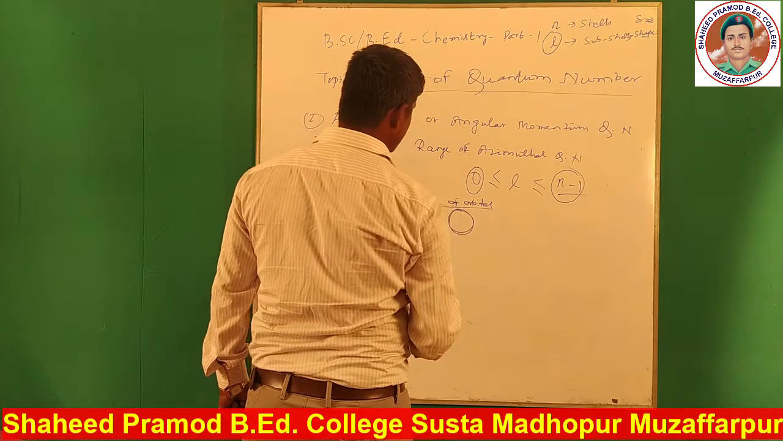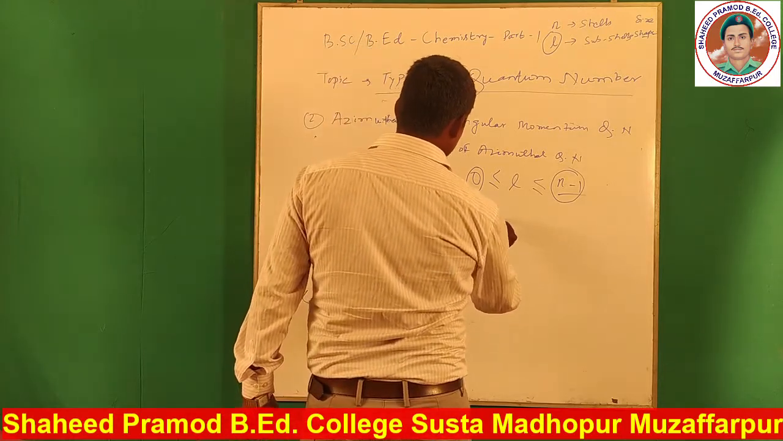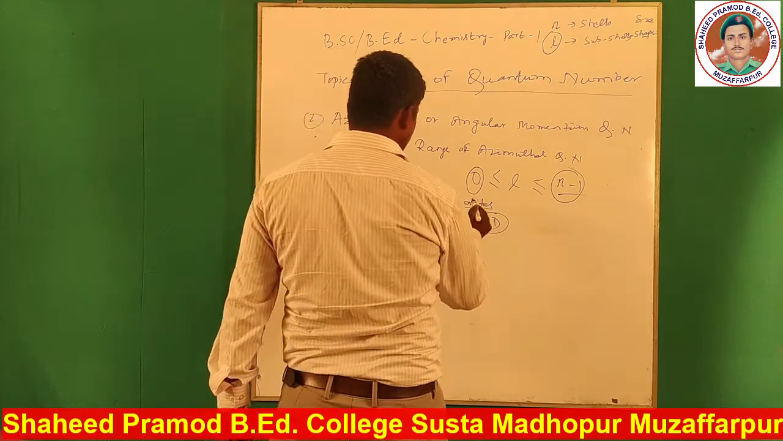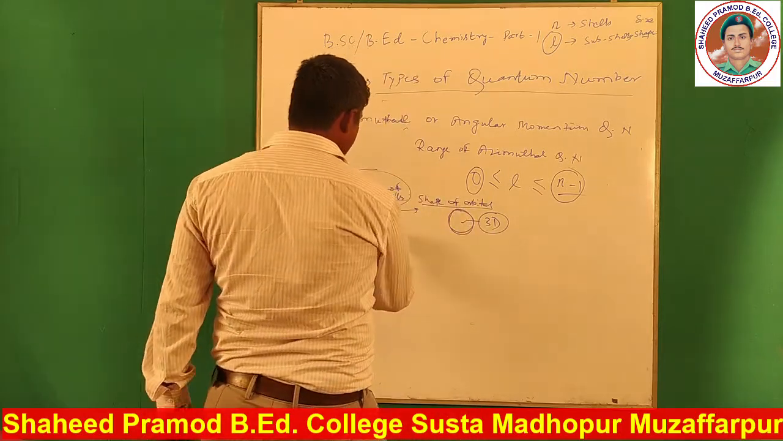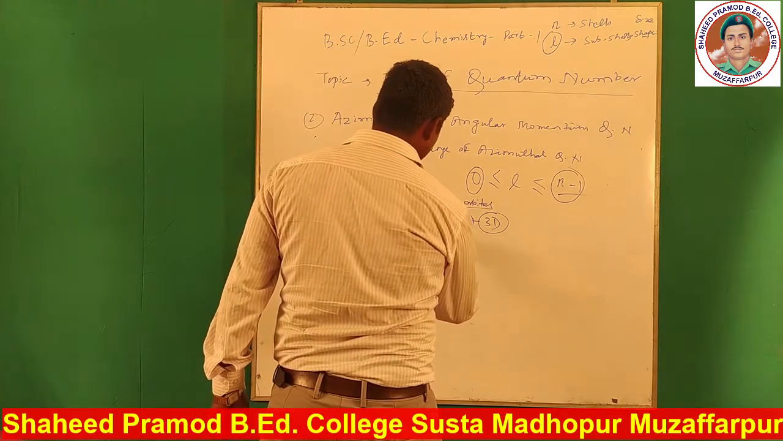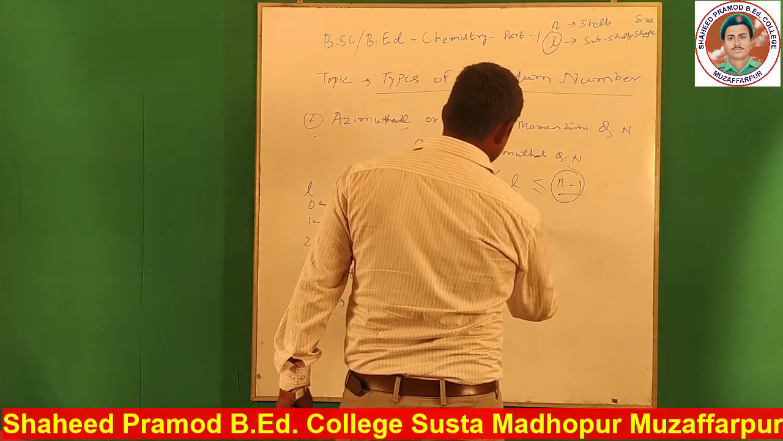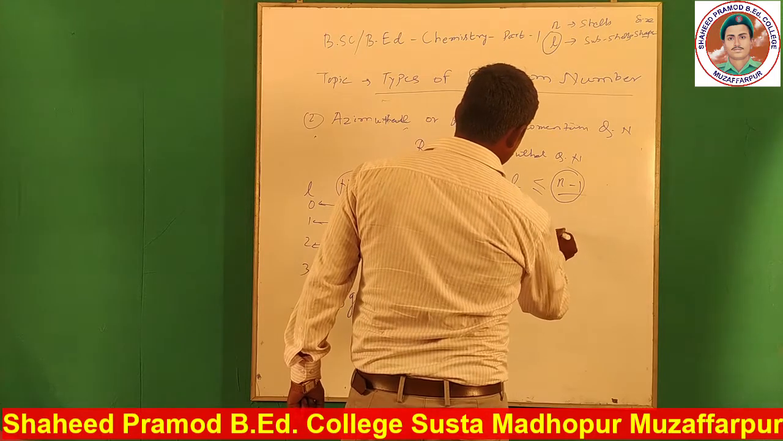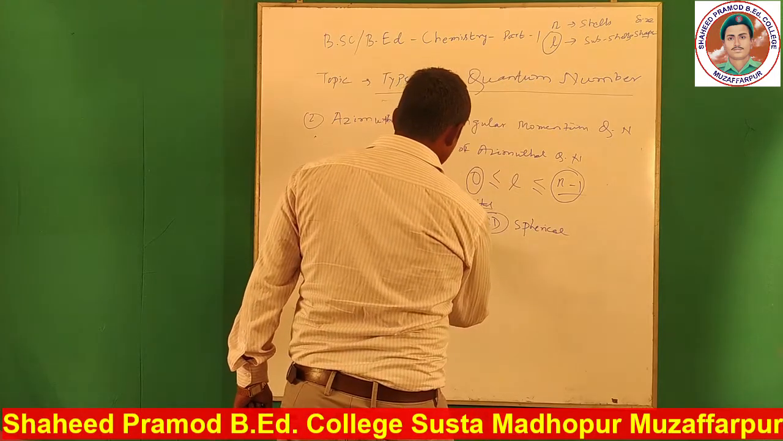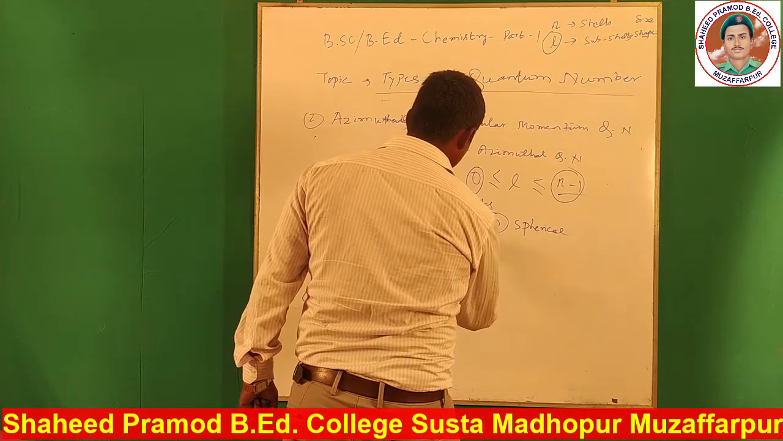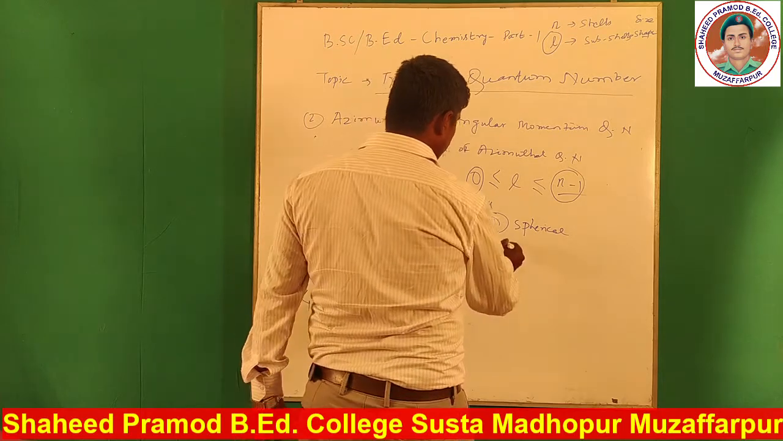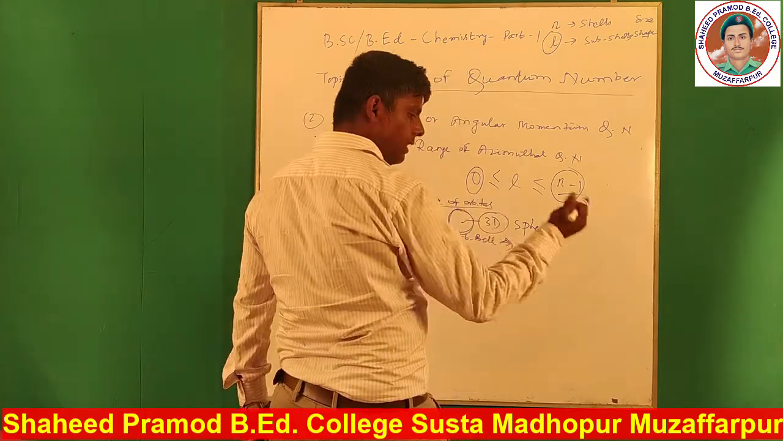Spherical, actually this is three-dimensional spherical. This spherical shape is there. For P subcells, the shape of orbital is dumbbell. For P subcell, the shape of orbital is dumbbell. Dumbbell, if you see in a gym, the dumbbell is like this.